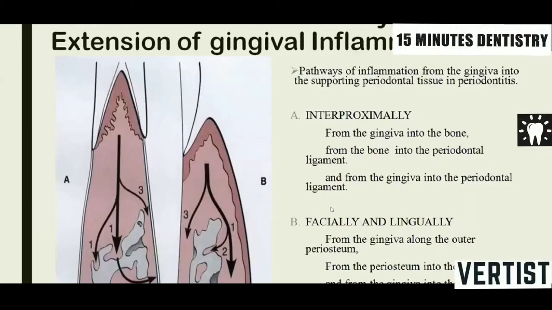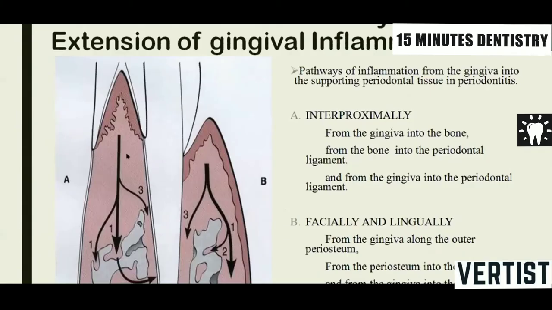Bone destruction caused by extension of gingival inflammation. Bone destruction also can be caused by trauma from occlusion. Bone destruction also can be caused by systemic factors. So, bone destruction caused by gingival inflammation. Now you know the extension of inflammation, the pathways of inflammation from the gingiva to the supporting tissue.